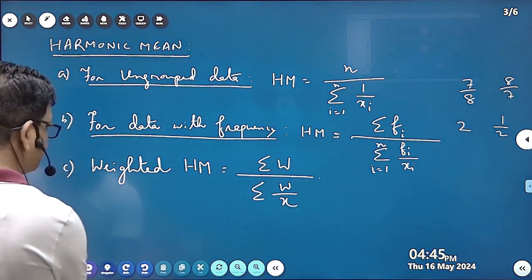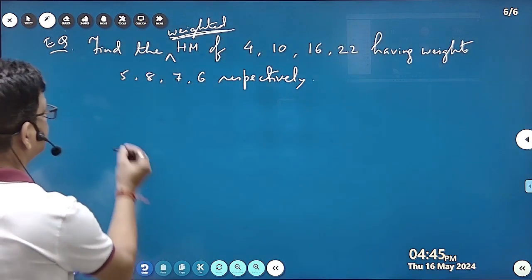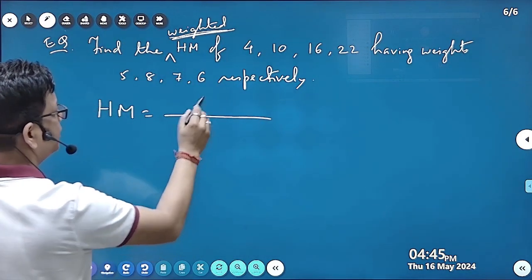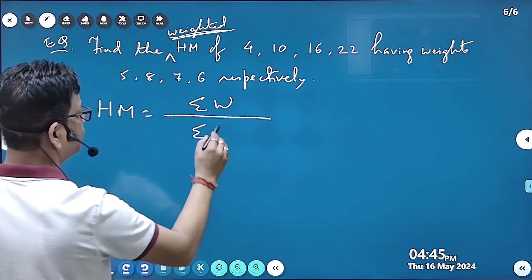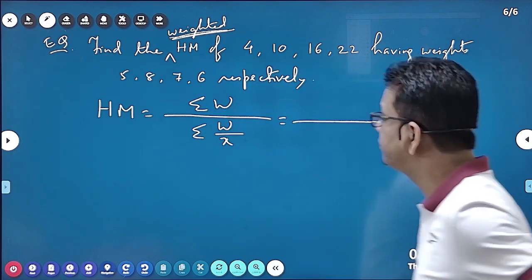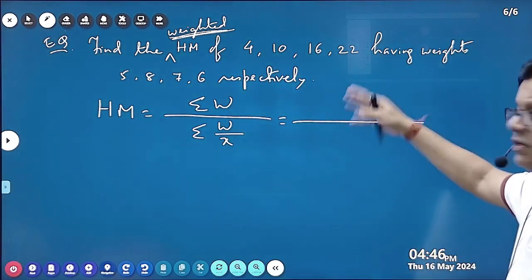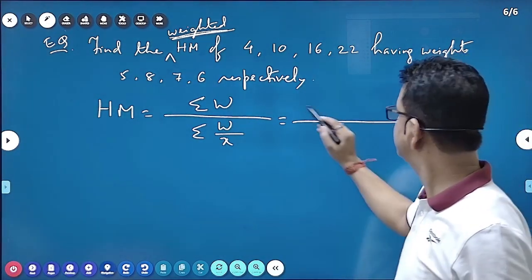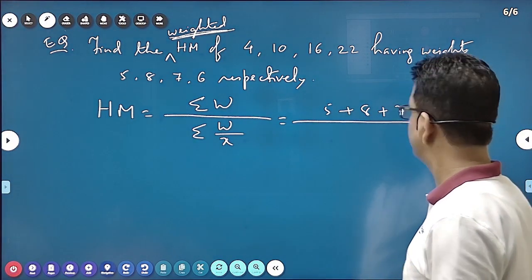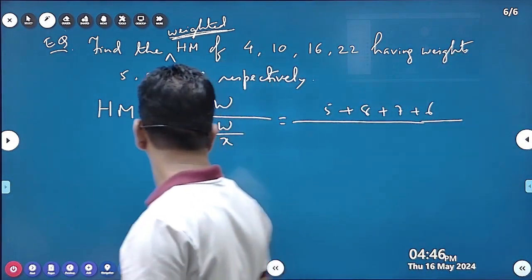So what I said is HM weighted, so weighted harmonic mean. It is summation of weight. Let me write the formula. Then it will be summation of weight by X. Summation of weight means which numbers, which are the weights? 5, 8, 7, 6, they are the weights. So having weights, it's clear only. So 5, 8, 7, 6, they are the weights. Then it is summation of weight by X.